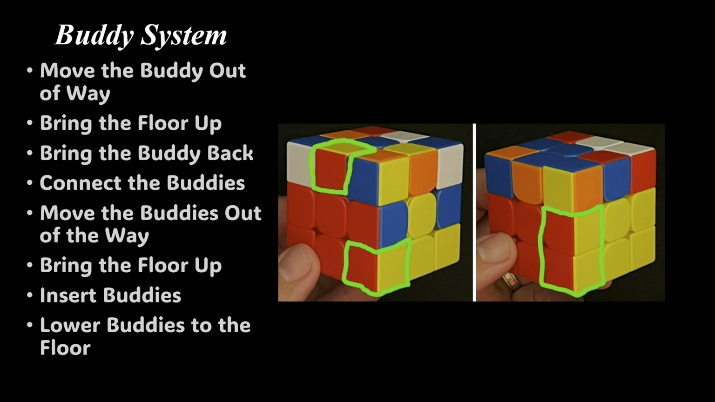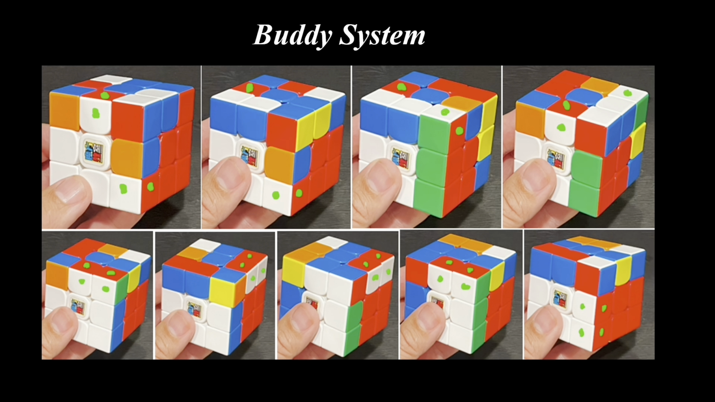After the buddies are out of the way, we bring the floor back up so we can insert the buddies into the floor. The floor is the green. Finally, we lower the buddies back into the floor. Here, you can visually follow the buddies.